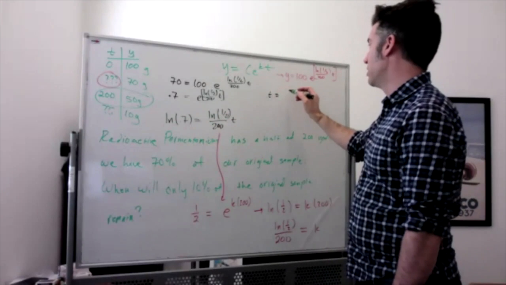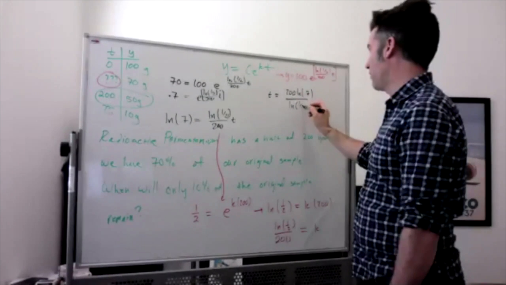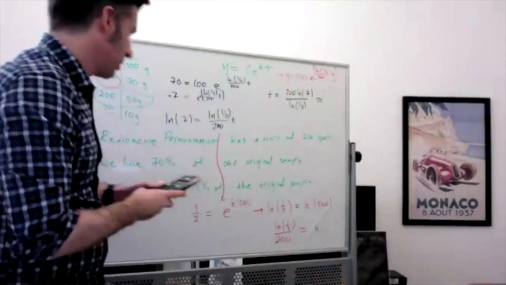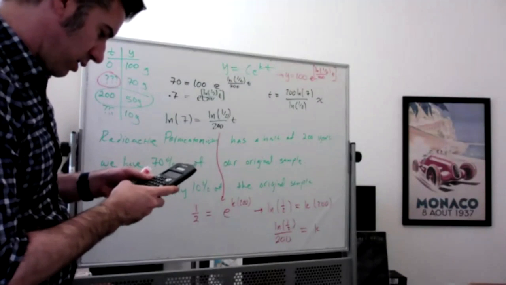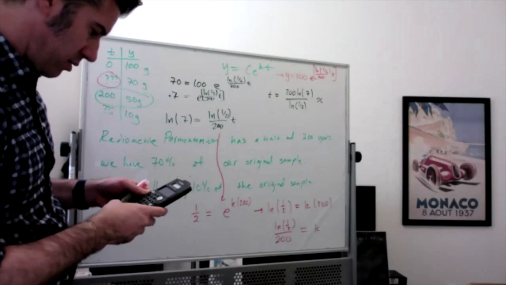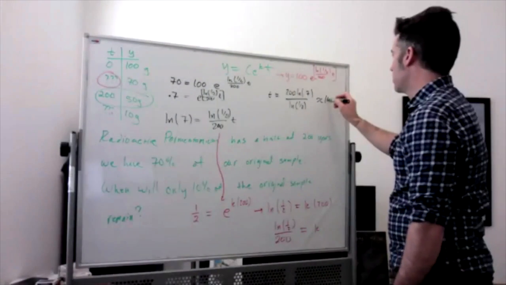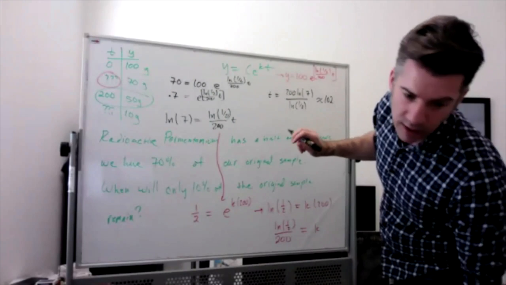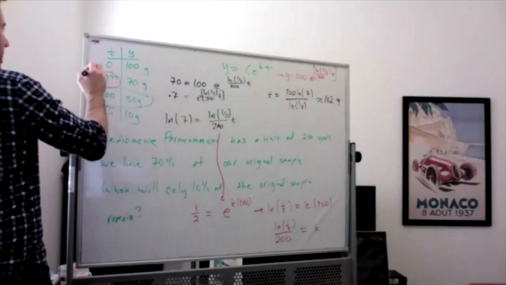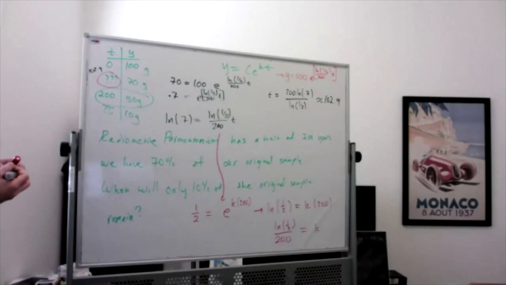So time here is 200 natural log of 0.7 divided by natural log of 1/2, which is approximately, let's figure out what that is. It's going to be natural log of 0.7 divided by natural log of 0.5 times 200. It's going to be about 102 years. Approximately 102.9 years. So that's kind of when we're starting, right? We're starting at year 102.9. And then we're going to figure out how long it takes to get the time.